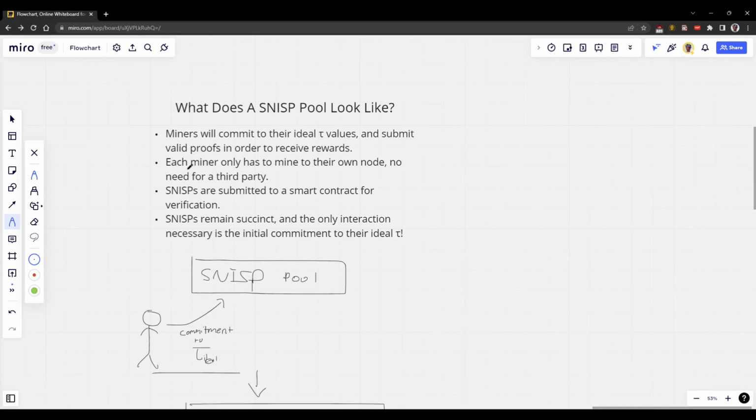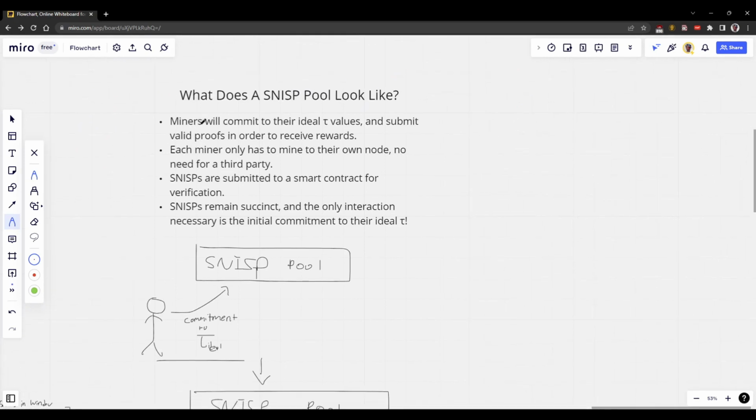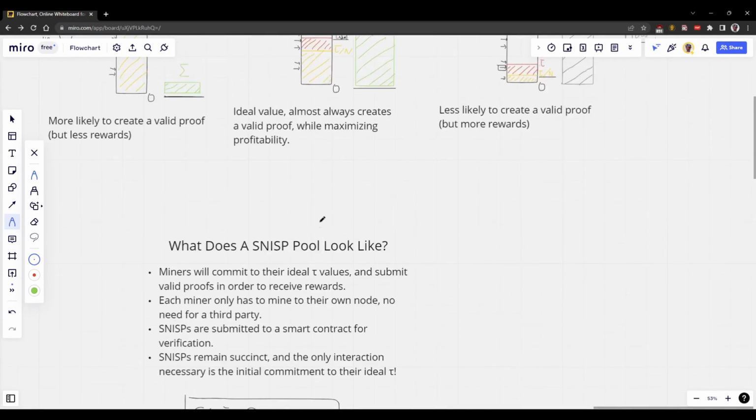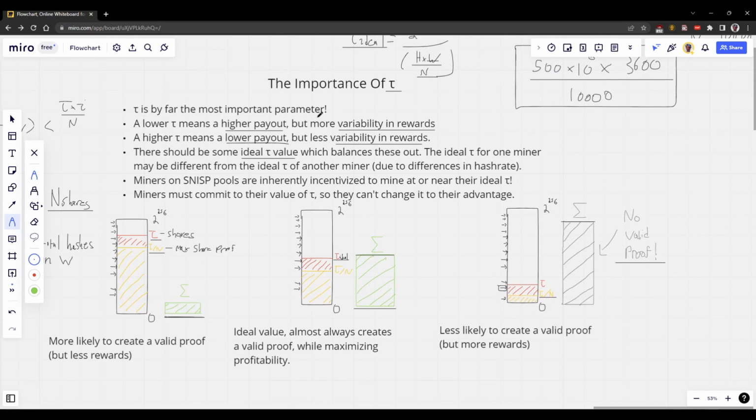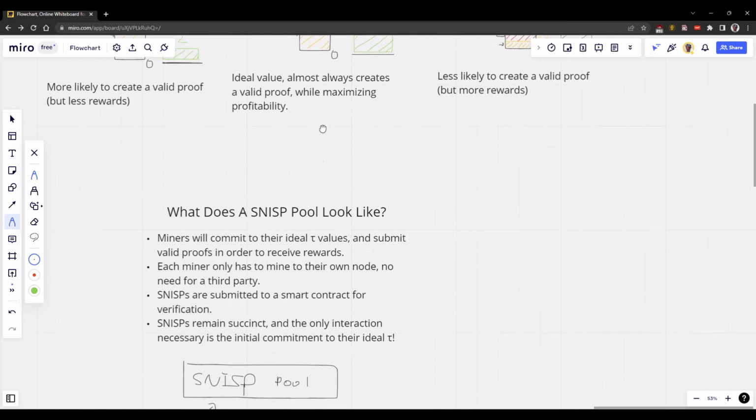So let's finally look at what a SNISP pool really looks like. Now in a SNISP pool, miners will commit to their ideal TAW values. Because the way these parameters are set up is that miners are inherently incentivized to mine near their ideal TAW.